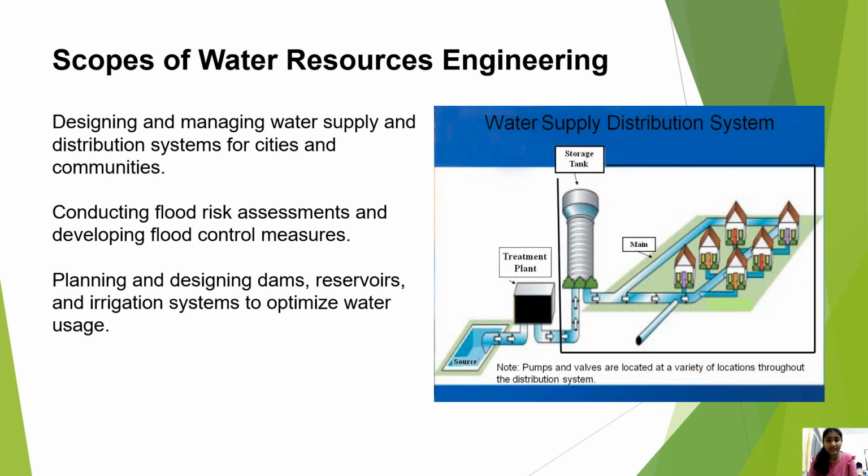Scopes of water resources engineering: designing and managing water supply and distribution systems for cities and communities. Water supply distribution is very important. Here you can see in the picture there is a treatment plant, a storage tank and the main, where it pumps to the valves according to the location, and distribution of the system is done equally. Conducting flood risk assessments and developing flood control measures, planning and designing dams, reservoirs, and irrigation systems to optimize water usage.